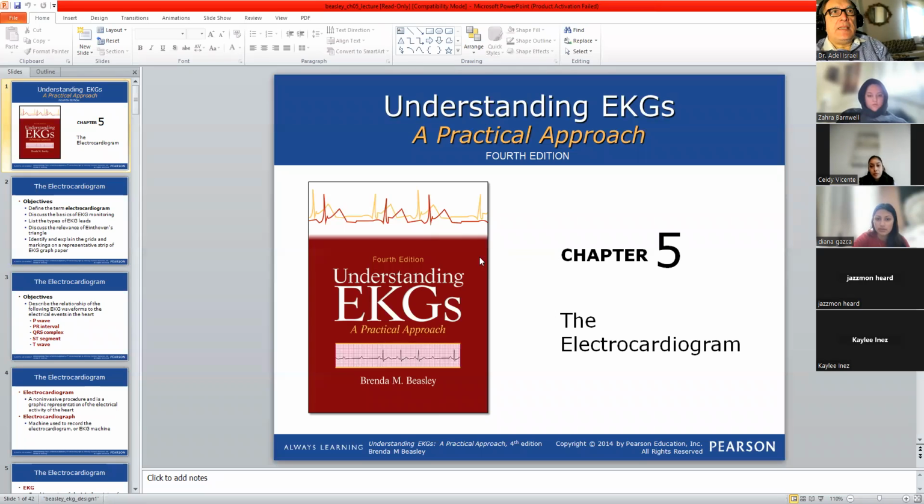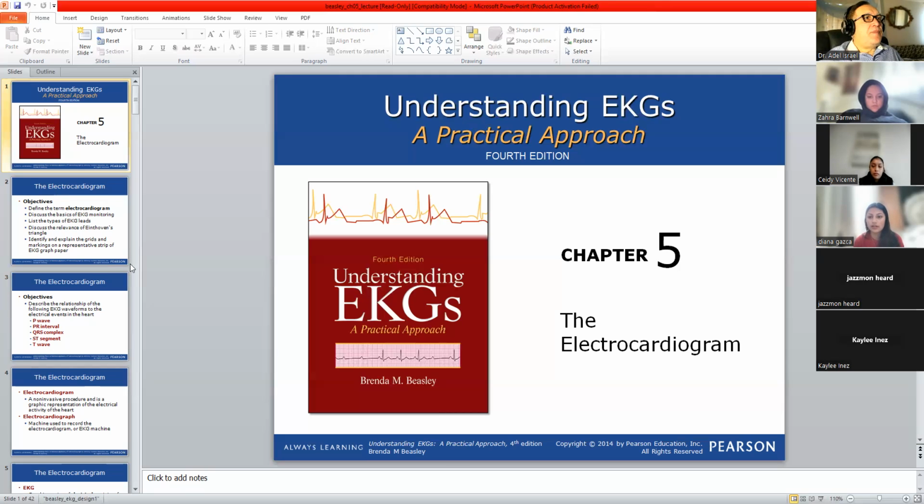Our chapter today, ladies and gentlemen, is chapter 5, and it is going to talk about the electrocardiogram. We are familiar with a lot of information, and we are going to review all these items which we had before, and it will be a very good job and good memorization. From this point, we are going straight forward for more and more information.